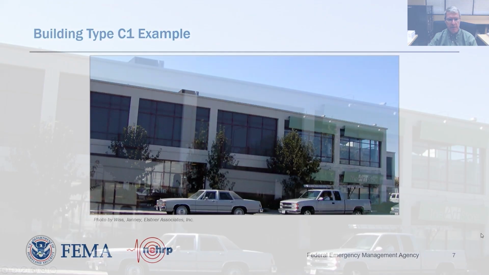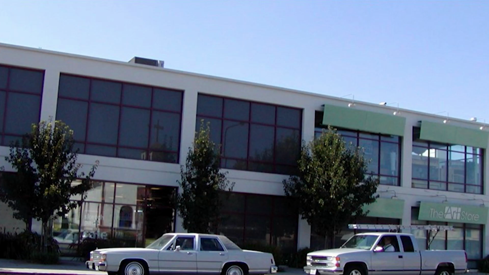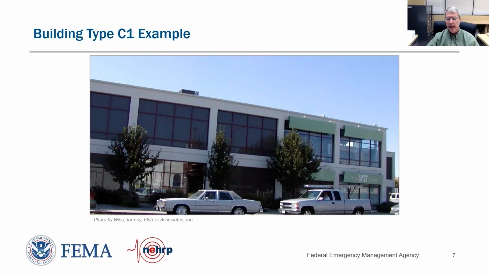Here's a photograph of a two-story concrete frame building where the concrete frame elements, the beams and the columns, are clearly visible, and we have a glass or glazing curtain wall in between the columns and beams, acting as our exterior barrier or boundary.